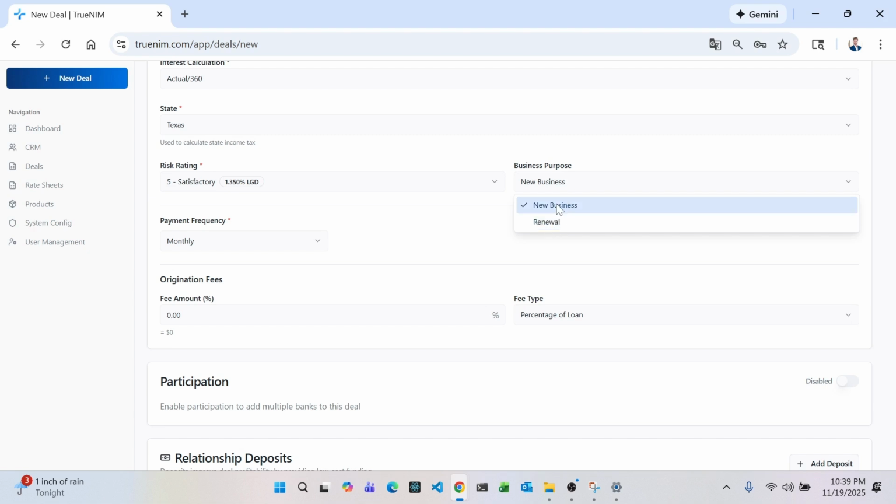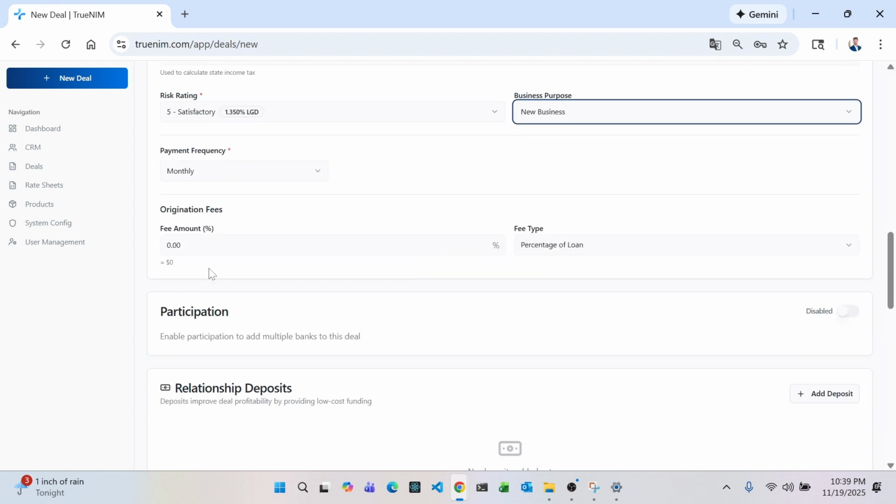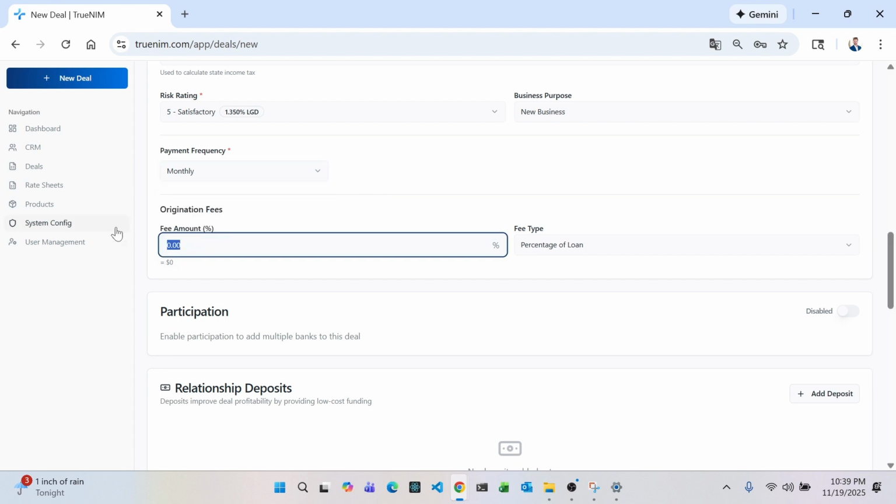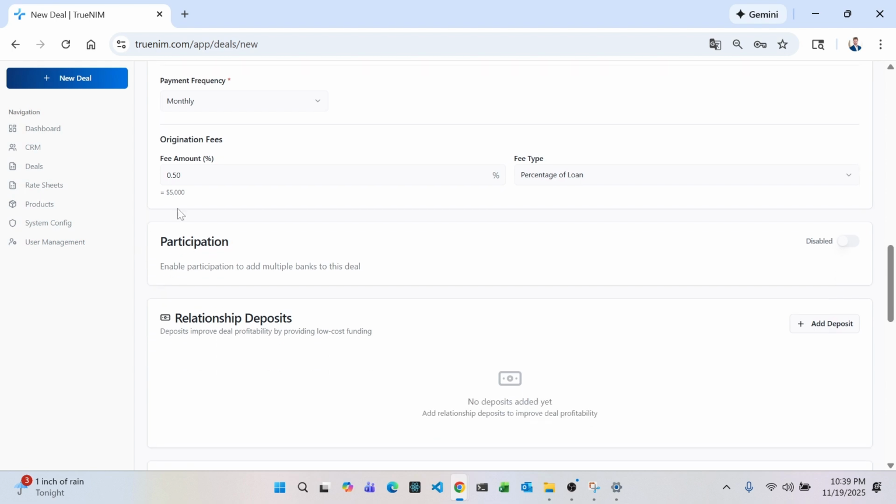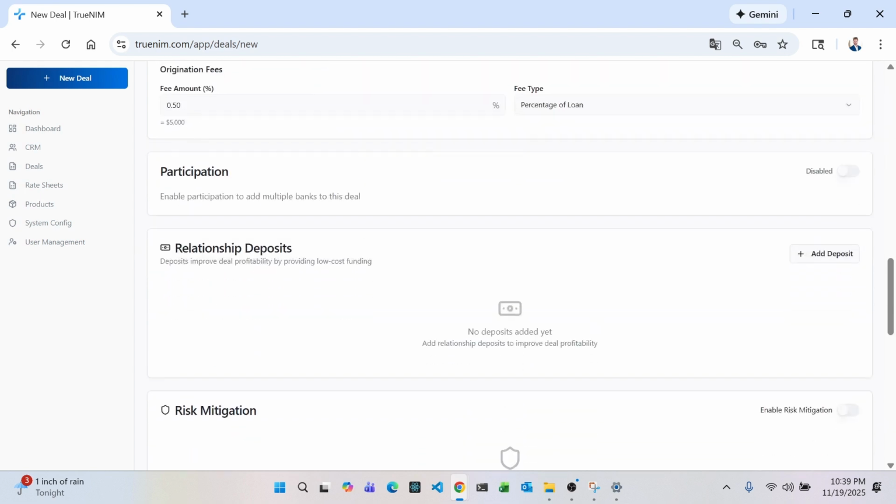If it's a renewal or if it's new business, this is going to be all associated with operating expenses and how much time your people and all the costs associated with doing all of the back end work at your institution for making this credit. You got your payment frequency, which you can change if you want to do that. And then let's give an origination fee of 50 basis points here.